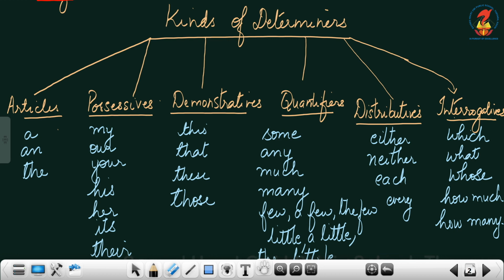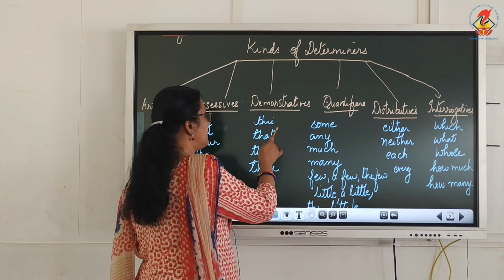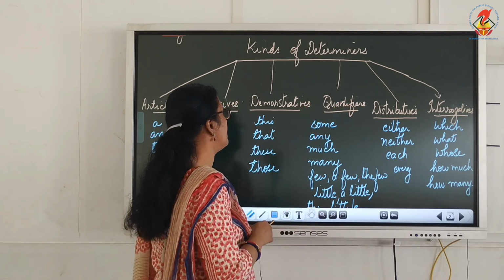Then demonstratives. You are demonstrating, you are indicating something. So either this, that, these, those. This and that are used in the singular sense. These and those are used in the plural sense. This is to indicate something that is close to you. That is used to indicate something that is far away from you.